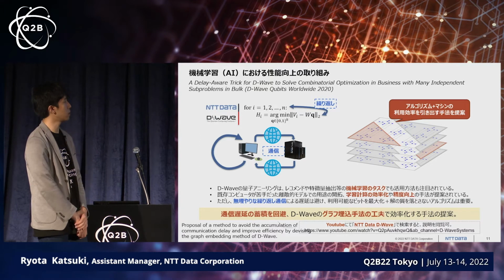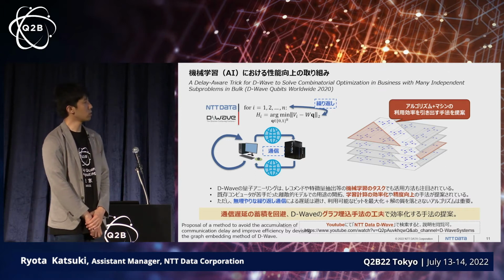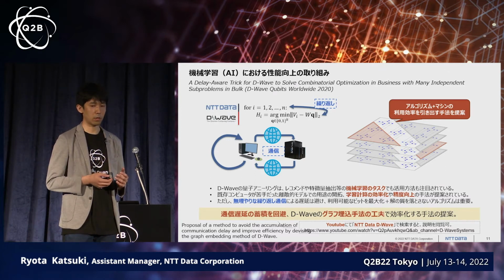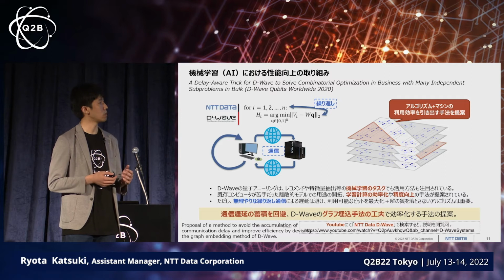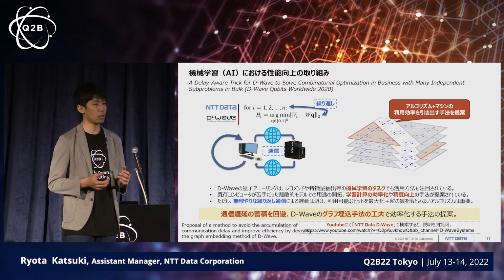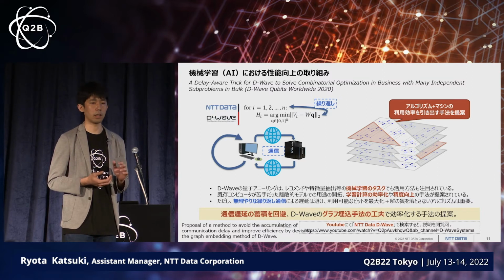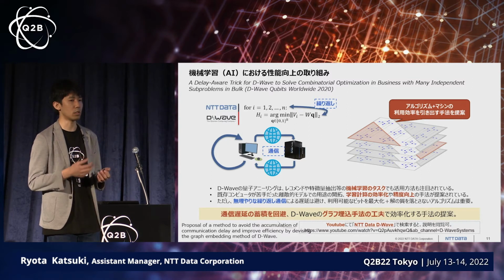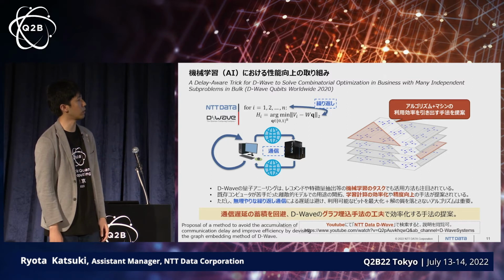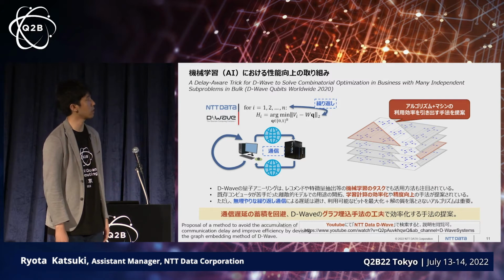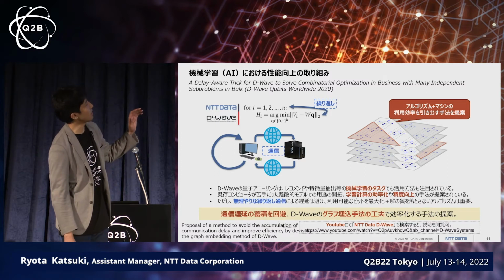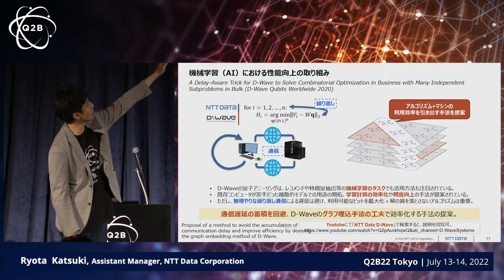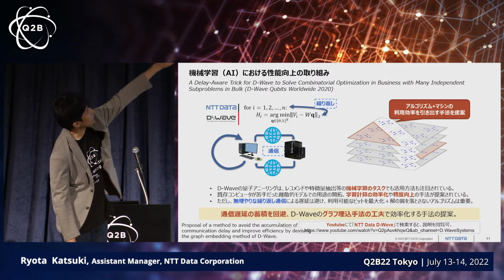Now, the D-Wave machine can also be applied to machine learning in AI. During the learning phase, the computation has to be accelerated. Especially the difficult problems can be given to D-Wave. So there are problems which quantum annealing can do a better job on. So at NTT Data, we conducted various experiments.